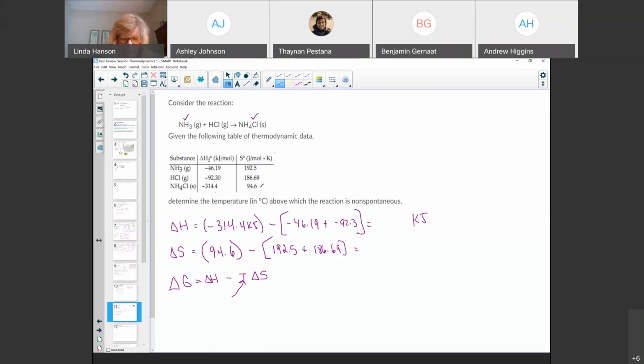314.4 minus the sum of negative 46.19 and negative 92.3. My delta H came out exothermic at 175.91. Alrighty, good. Let me do that with the S.